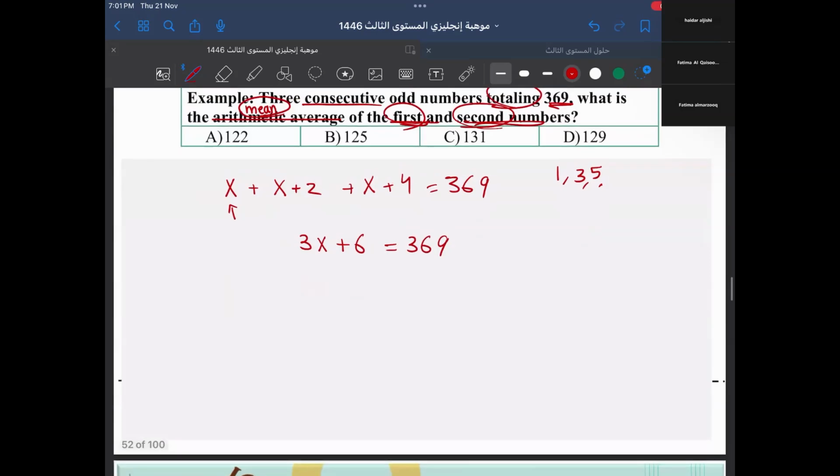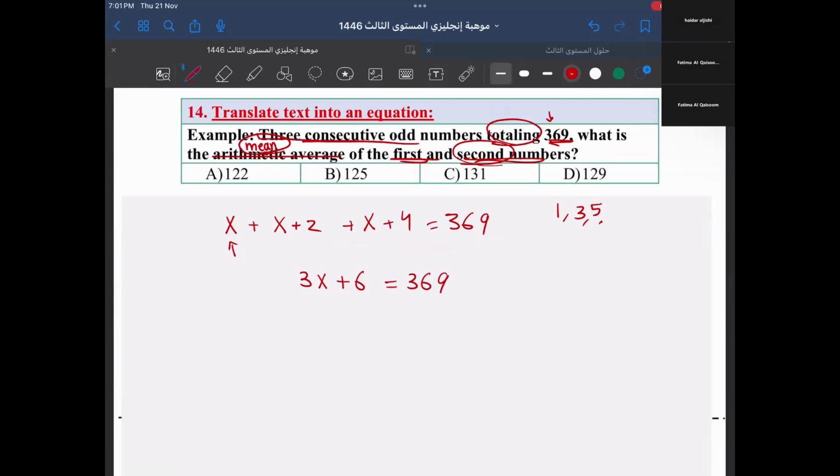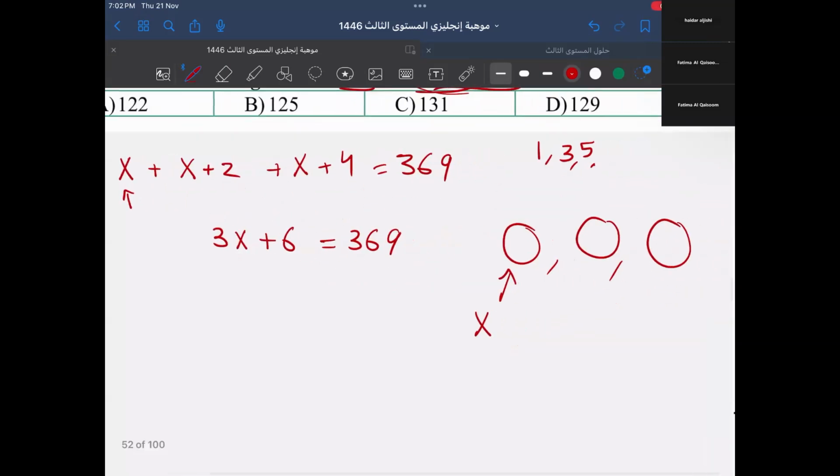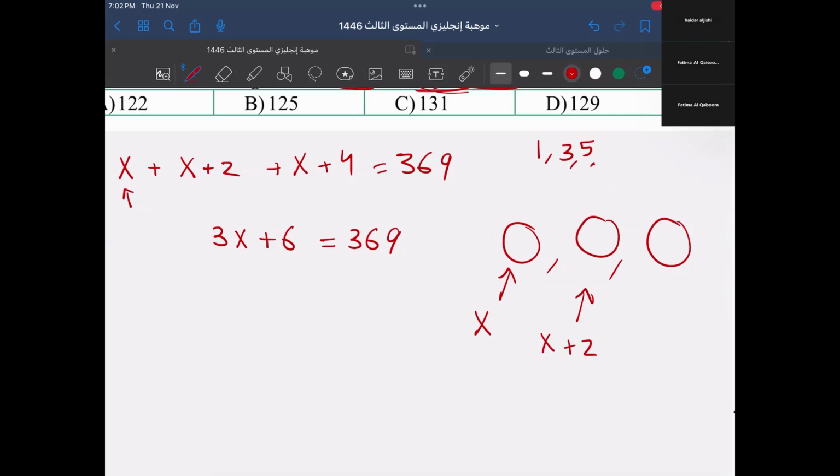Miss, I know how to solve for x from this 3x plus 6, but I'm confused about how we got the x in the first step. Yeah, it's just an assumption, okay? We said that let's assume that the first number of these 3 consecutive numbers, they said that we have 3 consecutive numbers, right? This is a number, this is a number, and this is a number. I just assumed that this one, its value is x. So this one, its value will be x plus 2, right? Because I'm adding 2 to the next.